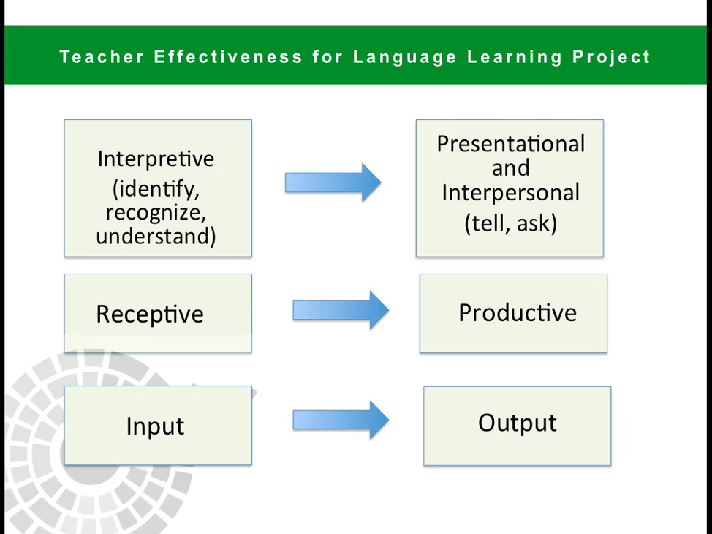And then later on, that can translate into them being able to use the language by presenting or having a conversation with someone. The step of interpretation, identifying, recognizing, and understanding is very important because it will ultimately lead them to being able to engage in conversations. They will be able to move from having receptive language to producing the language themselves. They will be moving from the input that they're receiving to outputting the language that they're learning.